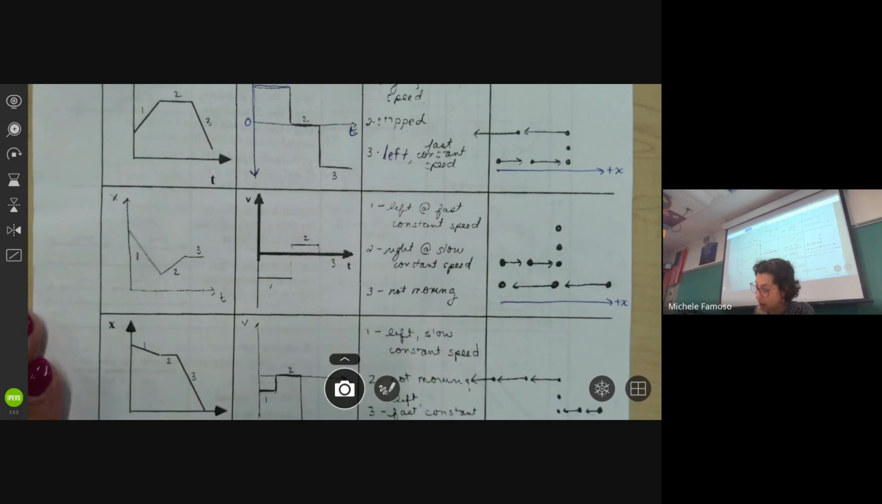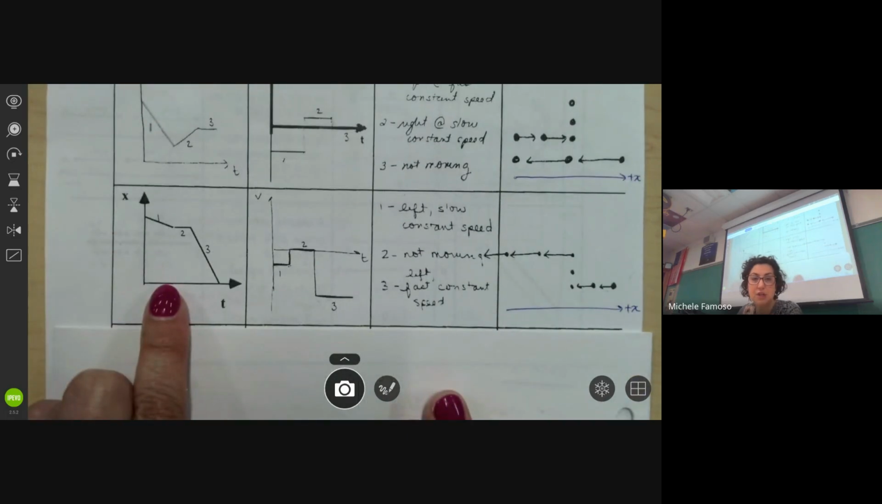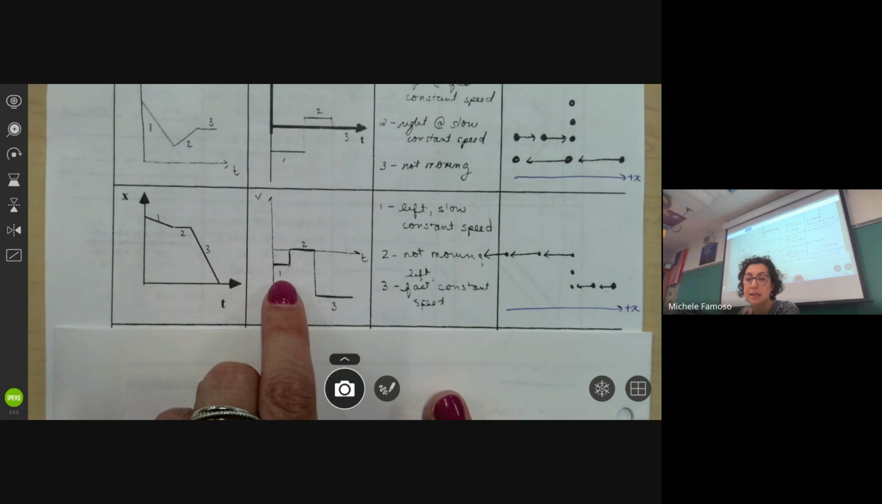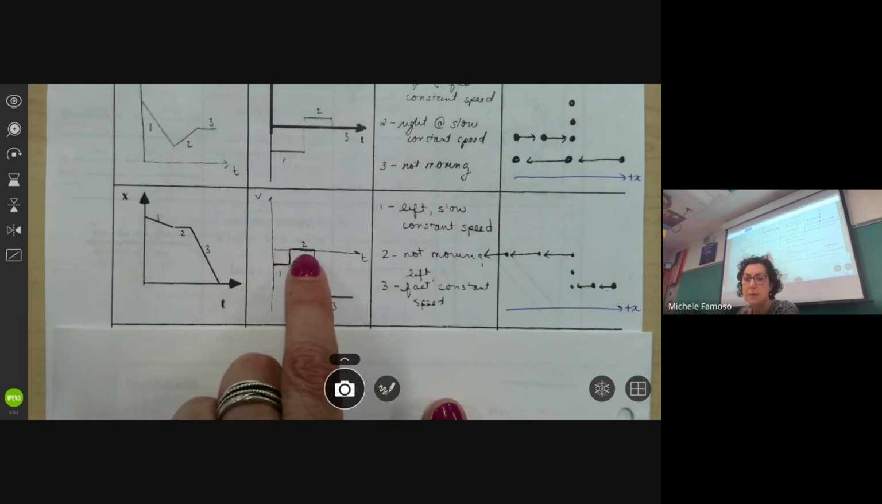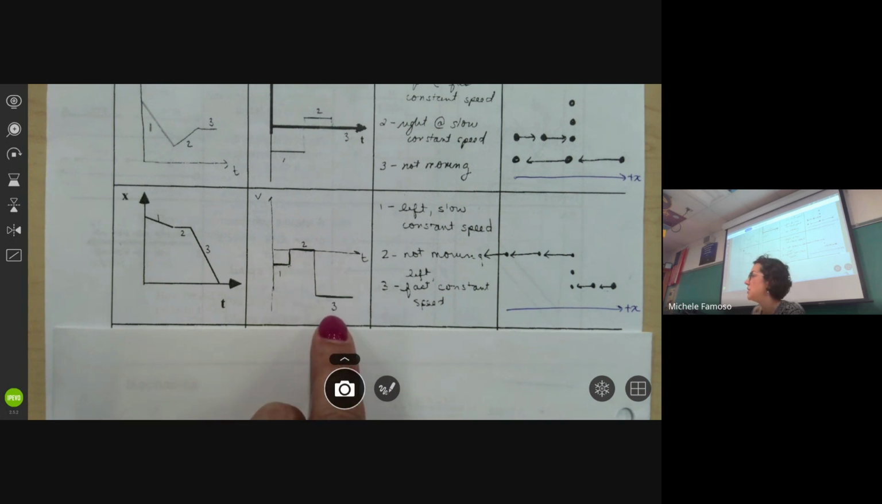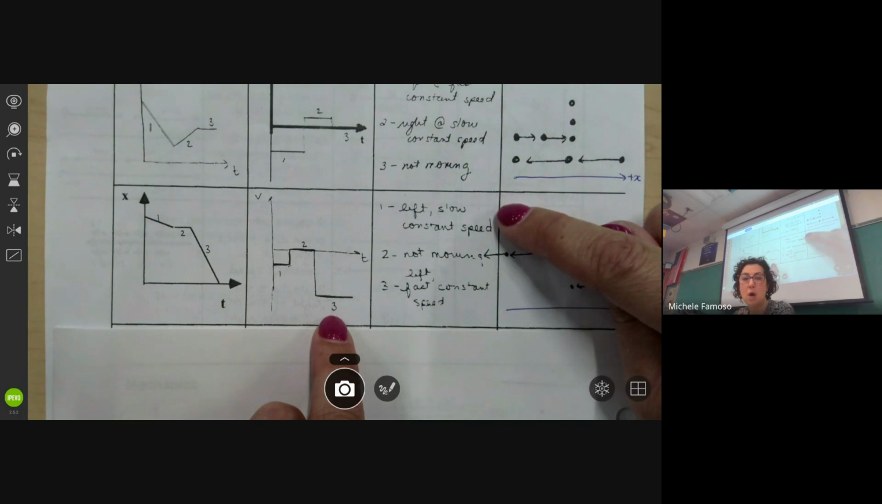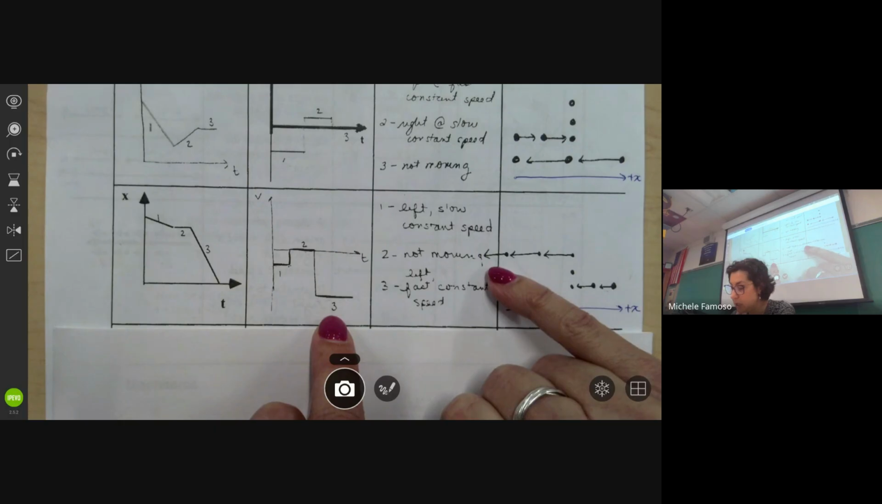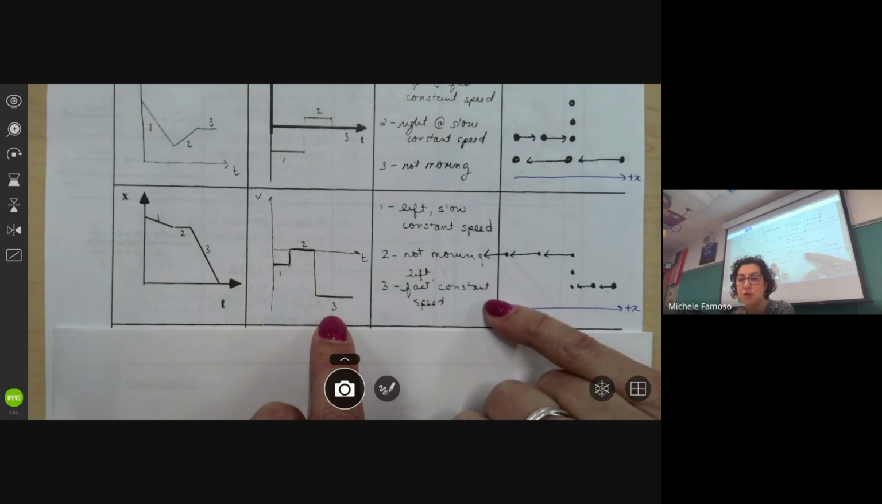All right, let's look at number 3. The position time graph has 3 segments, 1, 2, and 3. So my velocity time graph would have a horizontal line segment down below the time axis, pretty close to the time axis. Segment 2 is a horizontal line on the time axis, and segment 3 is a horizontal line well below the time axis. So line segment 1 is an object that's going to the left with a slow constant speed. 2 is not moving, and 3 is traveling to the left with a fast constant speed.